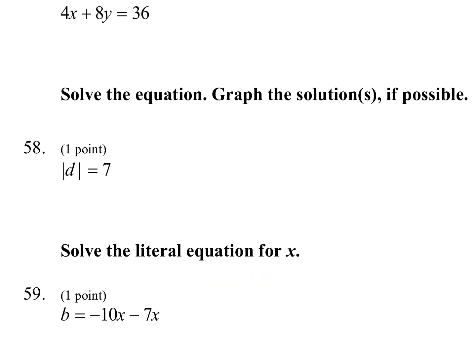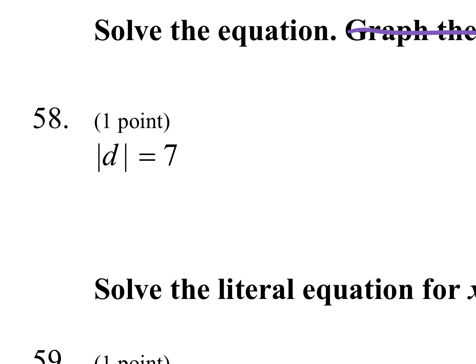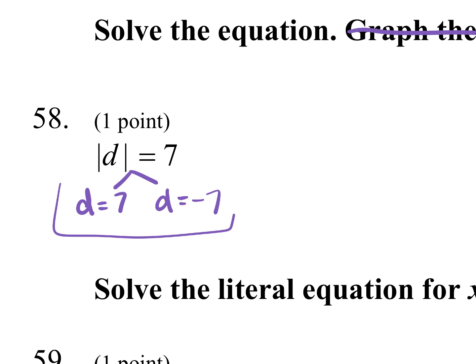Let's look at 58. So for 58, we don't have to graph. We're just solving. When I have an absolute value, what do I need to do to get rid of those absolute value bars? Perfect. We split it up into 2, so d equals 7 and d equals negative 7. Because I could plug negative 7 into there, and it just turns it into positive 7, which would make sense. So these are my 2 solutions. Anytime you have absolute value bars, to get rid of them, get them all by themselves, and then split it up. So we will have 2 answers.